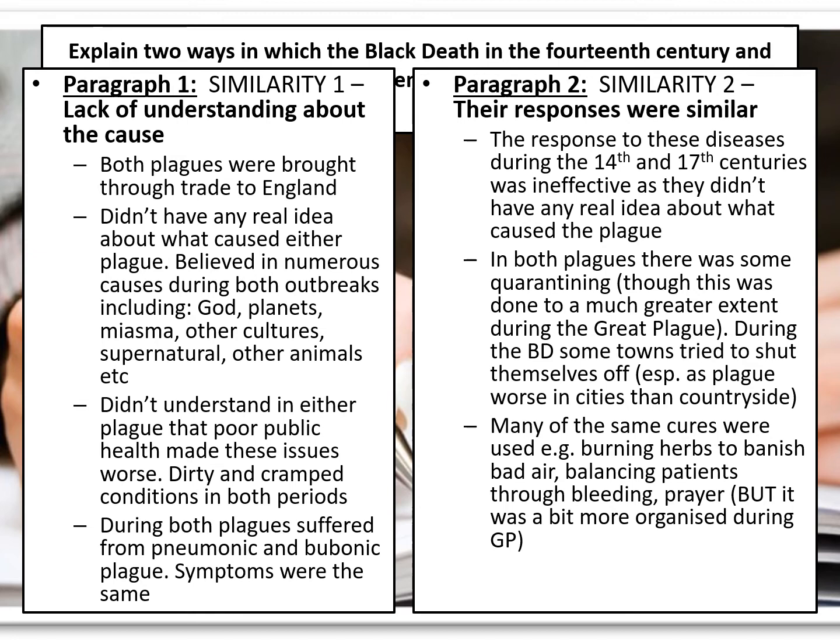Now, once we've done that first paragraph, we need to move on to our second similarity because we need to get the other 4 marks. And again, we need to very clearly state what is the similarity that this paragraph is going to be on. I'm going to argue that their responses were similar. So I'd say something like, a second way in which the Black Death and Great Plague were similar was that their responses to this crisis were very similar.